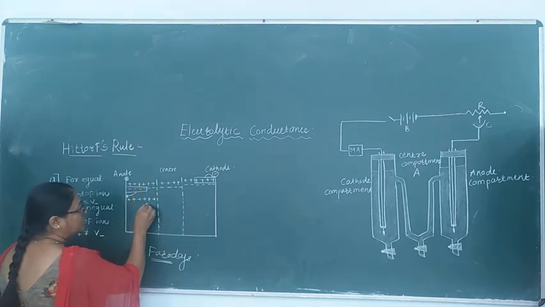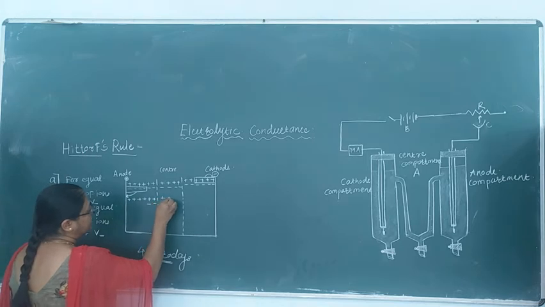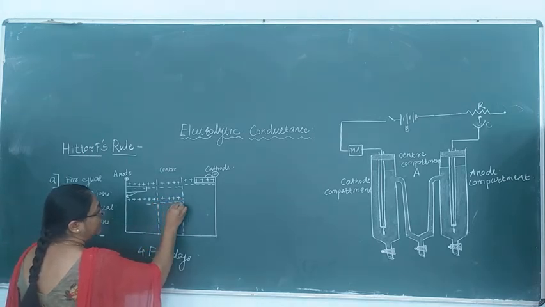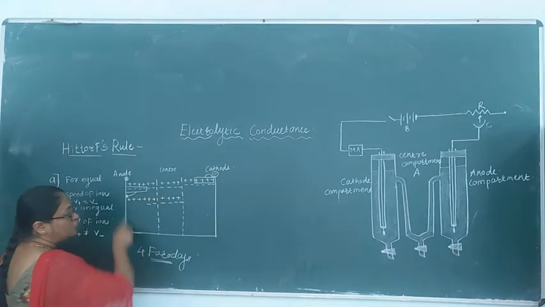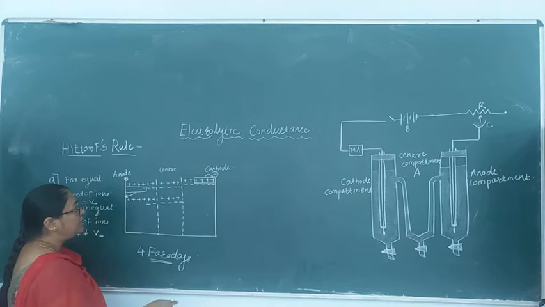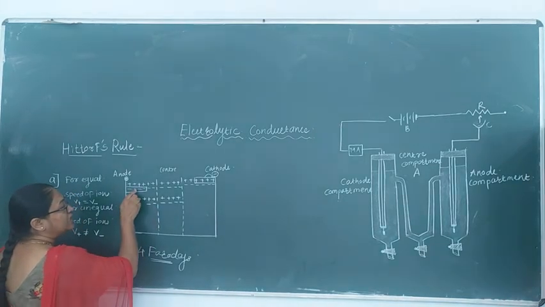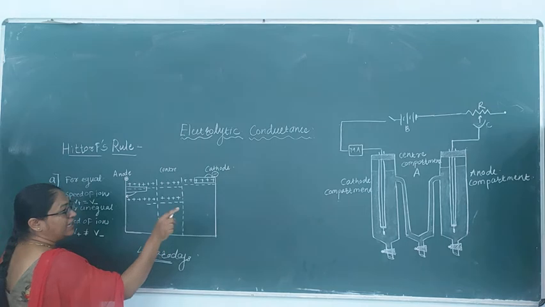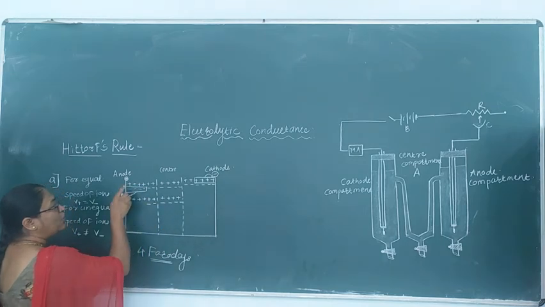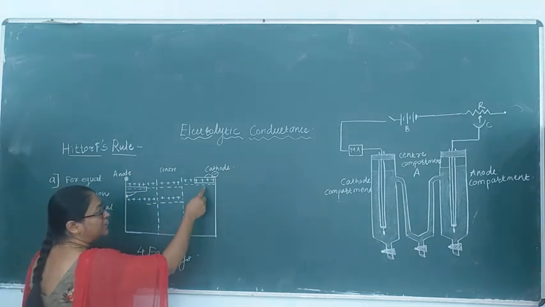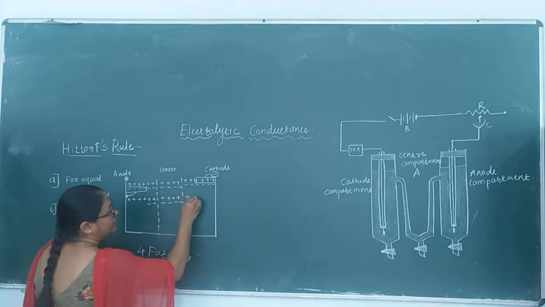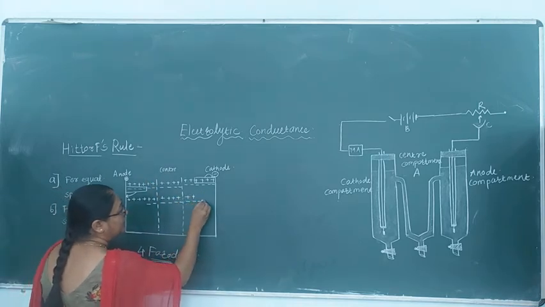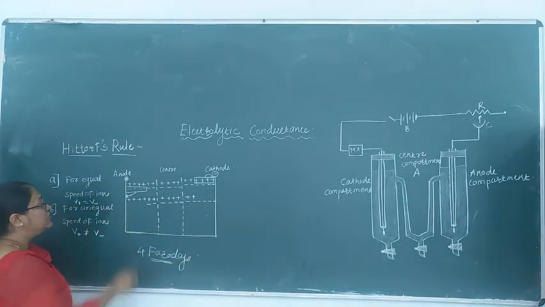6 positive charges remain as they are, only 2 negative are remaining. The central compartment is as it is. As soon as you pass 4 Faradays of electricity through the cell, first what will happen? The 4 equivalents of the anions will leave their electrons and get deposited on the anode. While in the cathodic compartment, 4 positive cations take the electron from the cathode and get deposited on the cathode. Here only 2 positive are remaining and 6 negative. So this is the first stage.